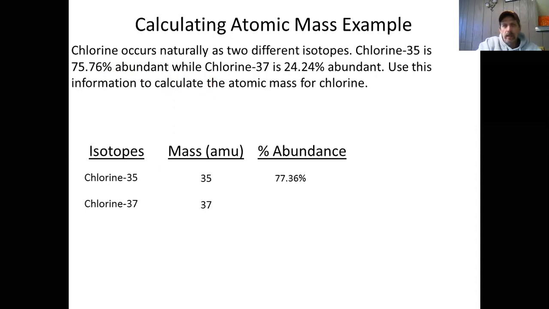Excuse me, it looks like we have a little bit of a typo that we should correct. We had some incorrect abundance data in our words up here, so we have that corrected. So we look at the data, it says 77.36% abundant for chlorine 35. So we transfer that down.